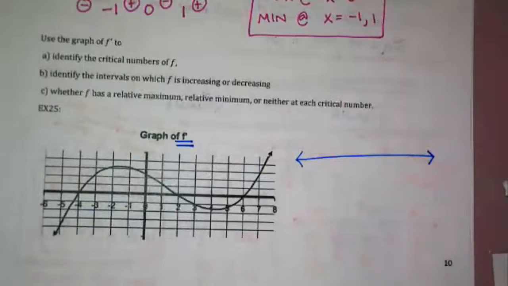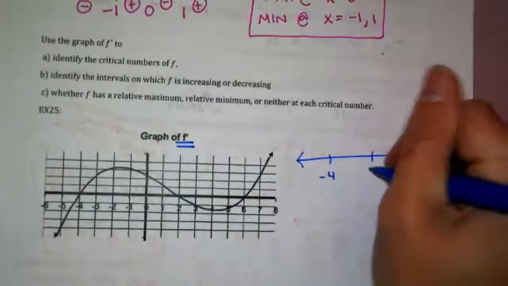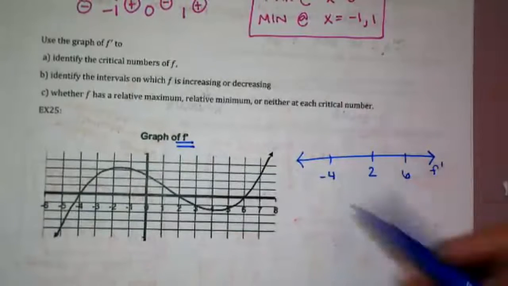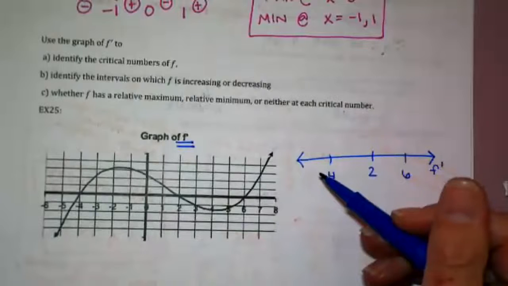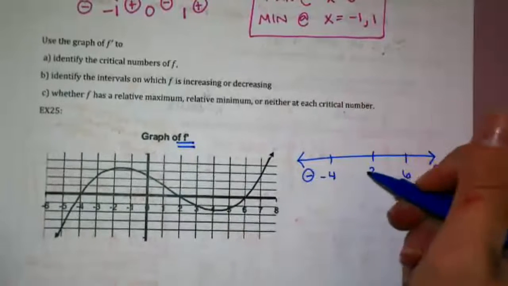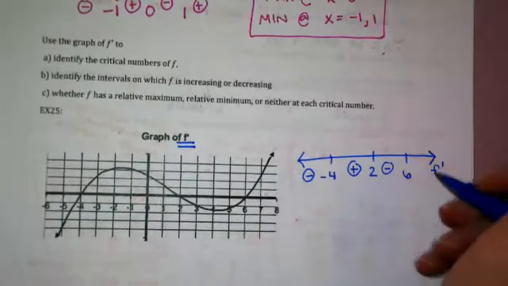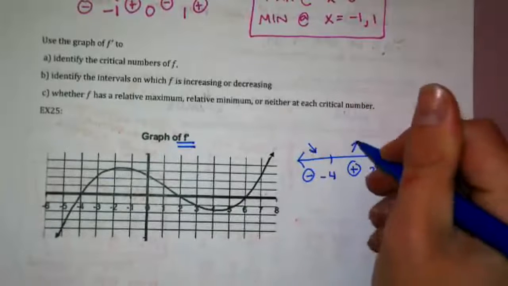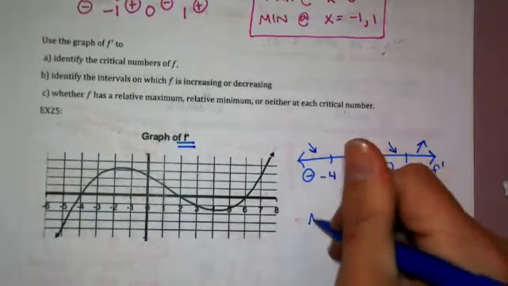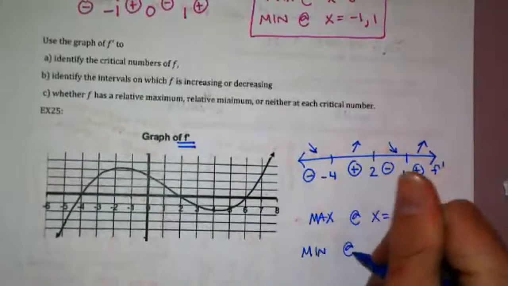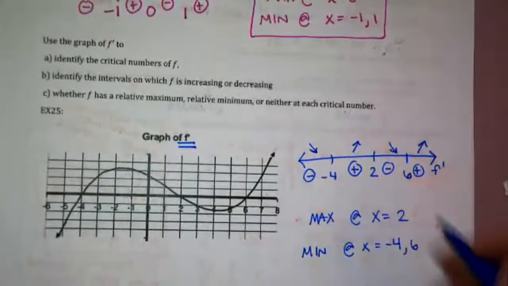So first, find your critical numbers. Your critical numbers are when the derivative is 0. So when is my derivative 0 here? -4, 2, and 6. All right, so for F prime, on the left side of -4, are we positive or negative? Negative. What about between -4 and 2? Positive. What about 2 to 6? Negative. And after 6? Positive. So decrease, increase, decrease, increase. So where would F have a maximum? At 2, and where would F have a minimum? At -4 and 6.